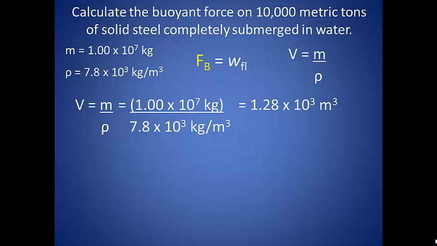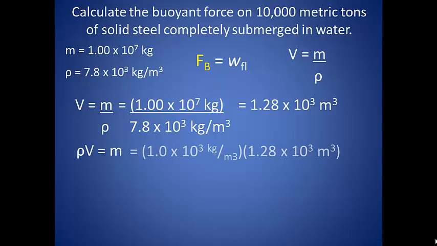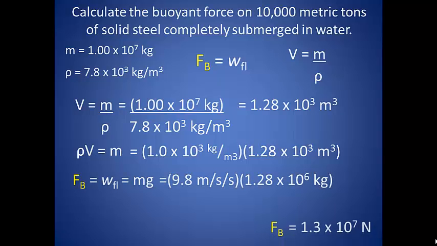Since the iron is completely submerged, the volume of the steel will also be the volume of water that is displaced. This is good because we know that the density of water is 1 times 10^3 kilograms per cubic meter. We can multiply that by the volume of the water displaced to give us the mass of water that is displaced. Buoyant force is equal to the weight of the fluid displaced, so we can take g times the mass of the water displaced to find the buoyant force of 1.3 times 10^7 newtons.